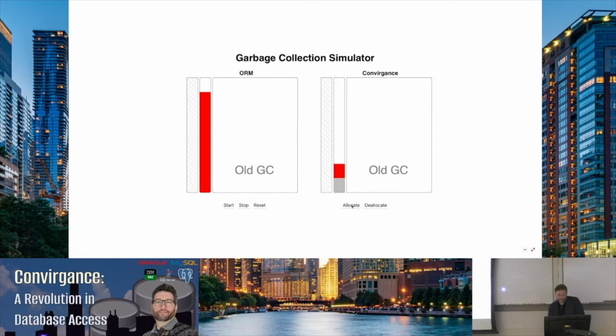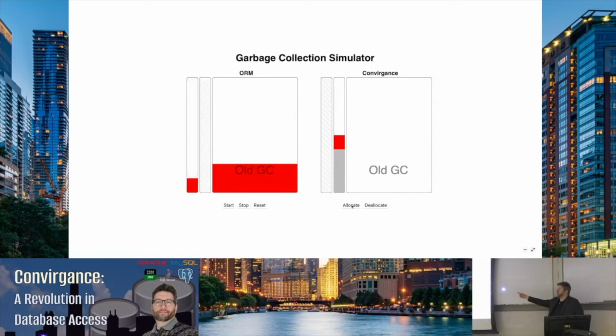But if we keep allocating, so we have a very large set, what happens if we allocate one more time? Any guesses? Because there's nothing that can be garbage collected when it allocates one more time. So it's going to have to move it into the old garbage collection.